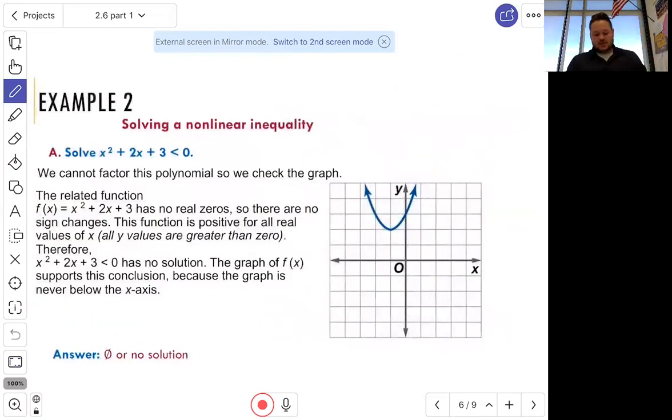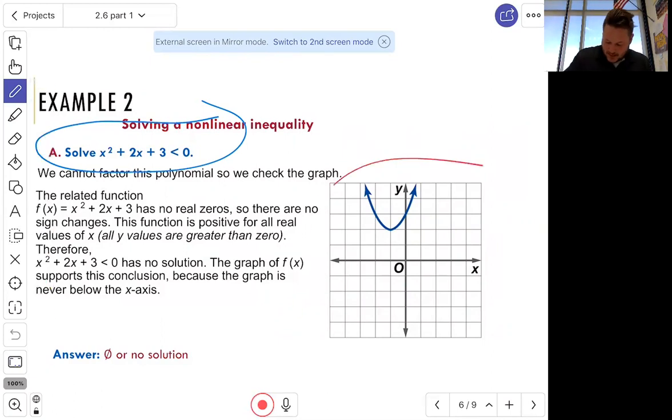So here's an example where I have a question that's not going to factor. I cannot factor that. Because I cannot factor that, I can't do that whole sign chart thing, and it's going to get kind of disgusting. So if you remember from earlier, we can always graph it to see what it looks like. And when I graph it, I get a graph that looks like this.